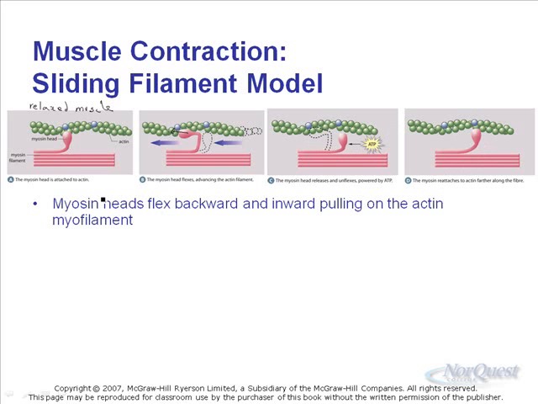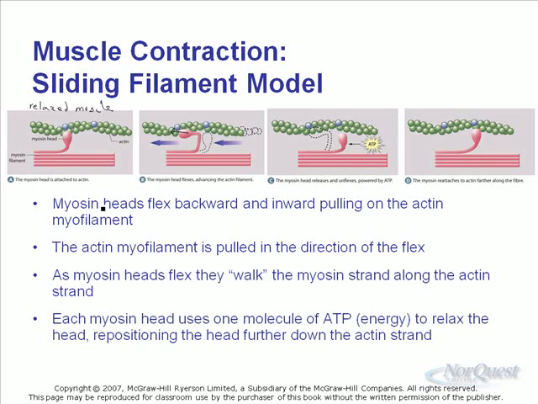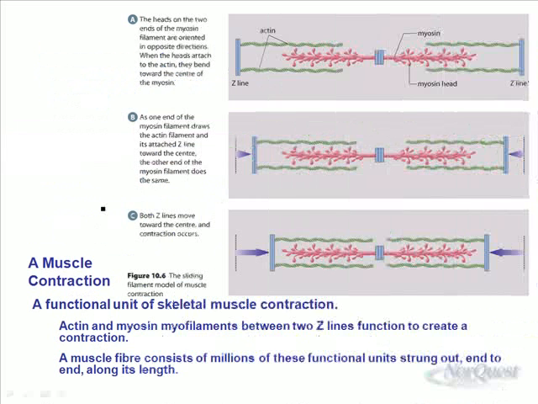This is the sliding filament model. So the myosin head flexes backward and inward, pulling on the actin myofilament. The actin myofilament is pulled in the direction of the flex. And one way to think about these myosin heads is that they walk up the actin strand. So they grab hold, push along it, let go, grab hold, push along it, let go. Each myosin head uses one ATP molecule to relax the head, repositioning it further down the strand of actin.